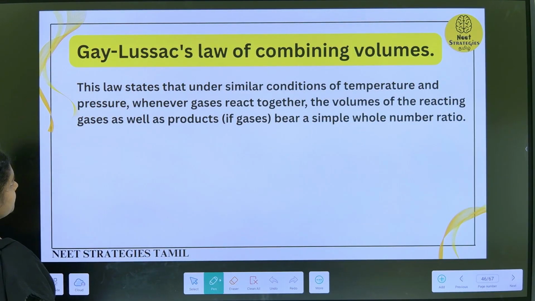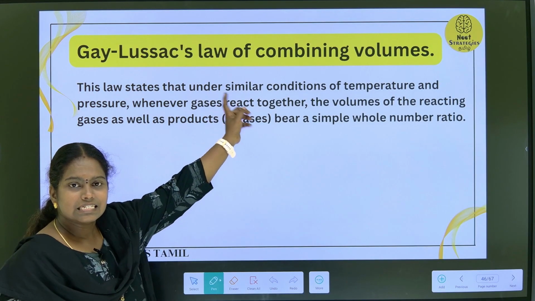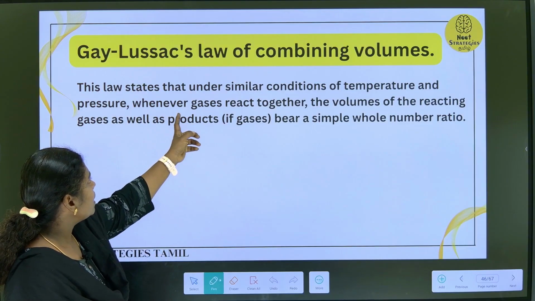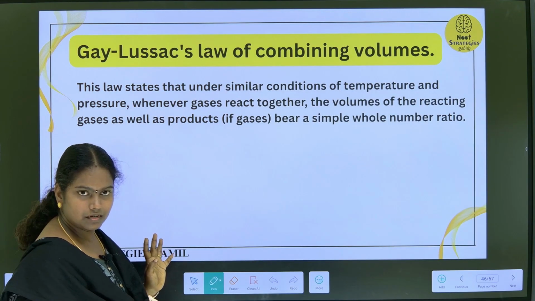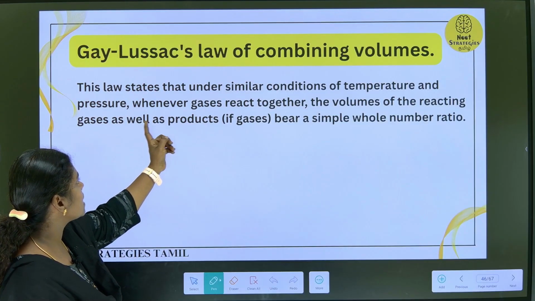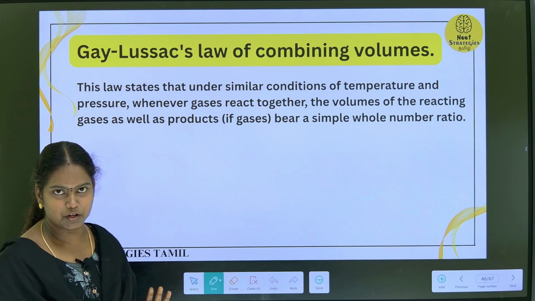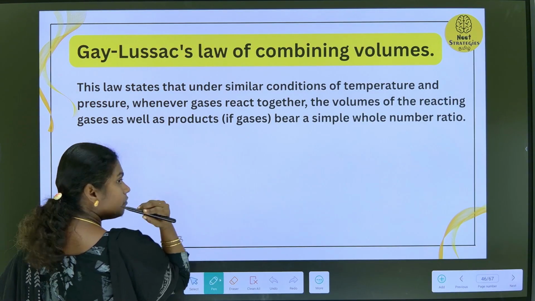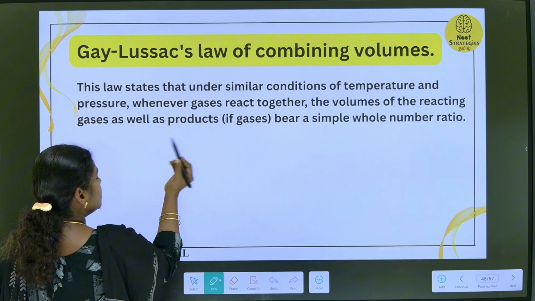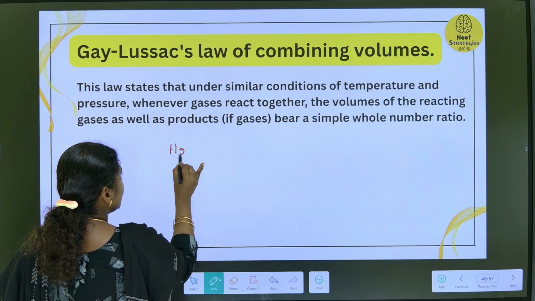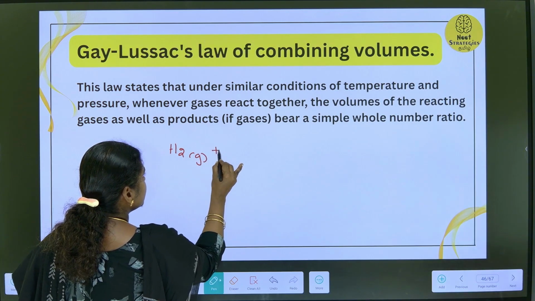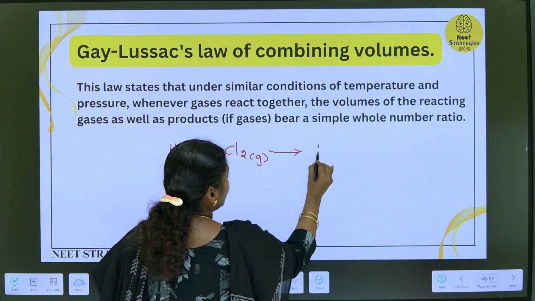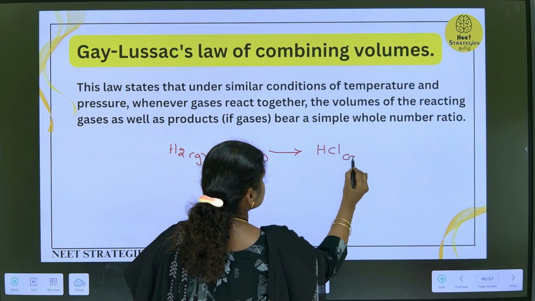So this law, similar conditions of temperature and pressure, whenever the gases react together, the volume of reacting gases as well as the product are in the simplest whole number ratio. Now what example should I take? Hydrogen chloride. Okay, or we can take water too. Okay, hydrogen chloride formation: H2 gas combined with chlorine gas to form hydrochloric acid, gaseous in nature.